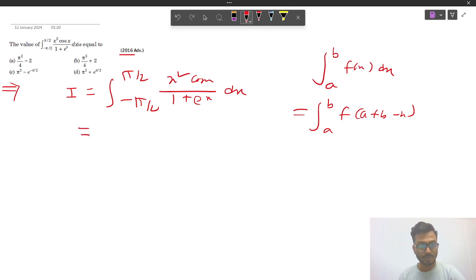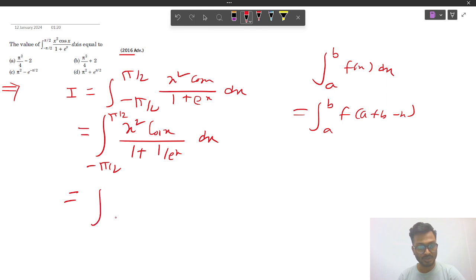When we do a plus b, it will be 0. So 0 minus x whole square, that means x square. Then cos of 0 minus x, that means cos minus x, so it will be cos x, upon 1 plus e to the power 0 minus x, that means e to the power minus x. We can write e to the power minus x as 1 by e to the power x, dx, from minus pi by 2 to pi by 2.